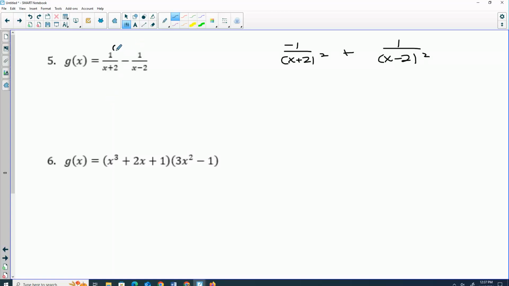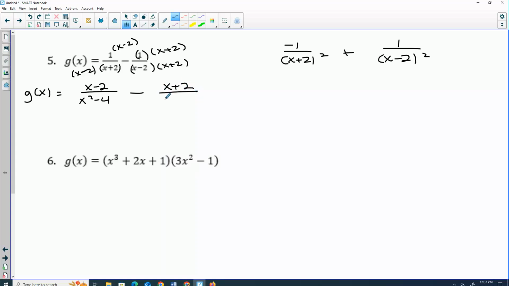Common denominator. Okay, that's what I did. So we take this one times x minus 2 on top and bottom, and this one times x plus 2 on top and bottom. So my function is x minus 2 over x squared minus 4 minus x plus 2 over x squared minus 4. I did notice a couple of you yesterday not distributing that negative, which caused some problems. So positive x and negative x cancel. Negative 2 and negative 2 is negative 4 over x squared minus 4.